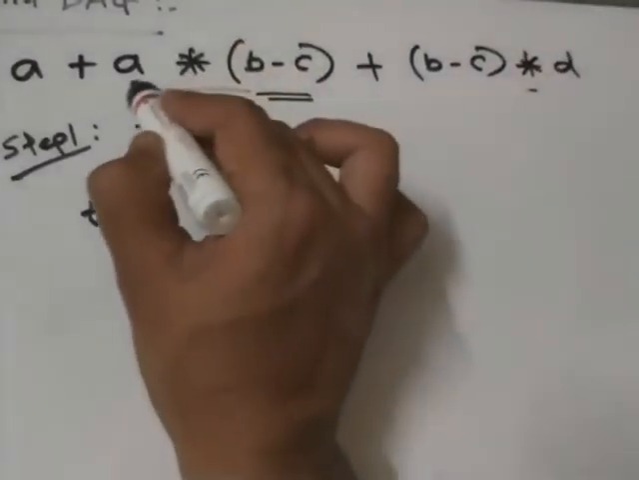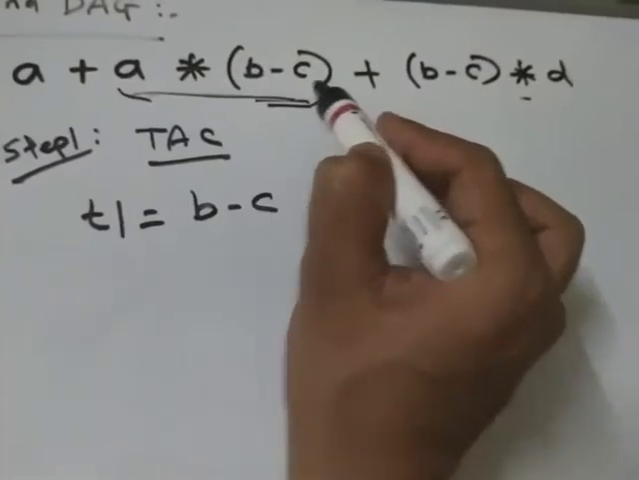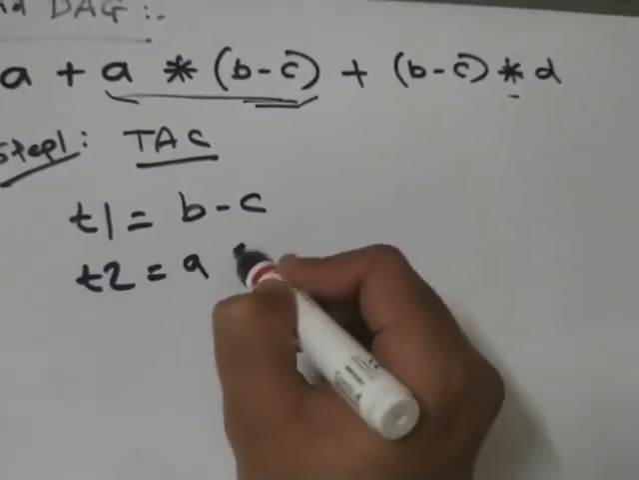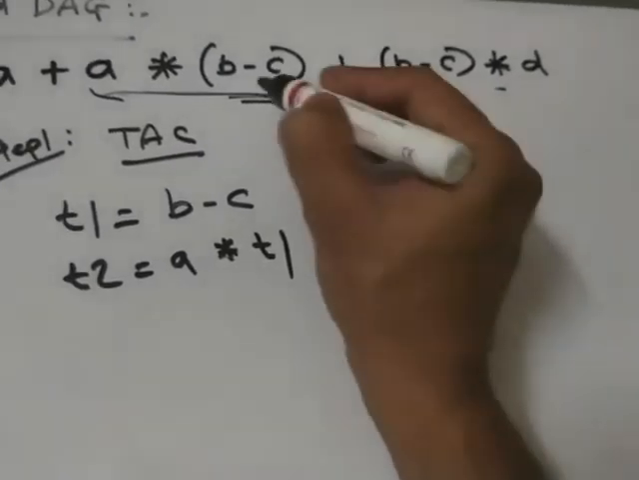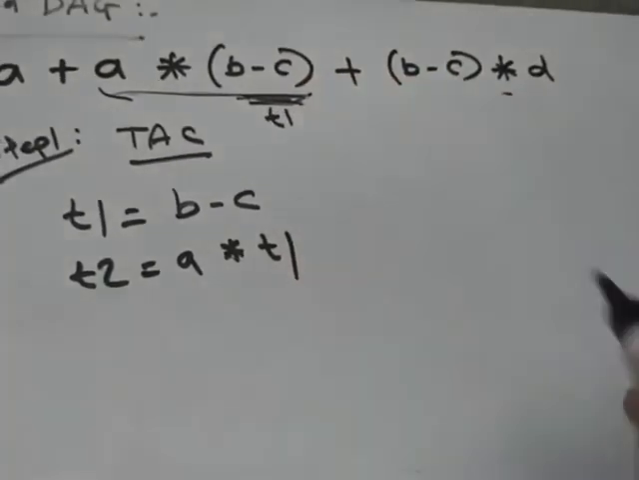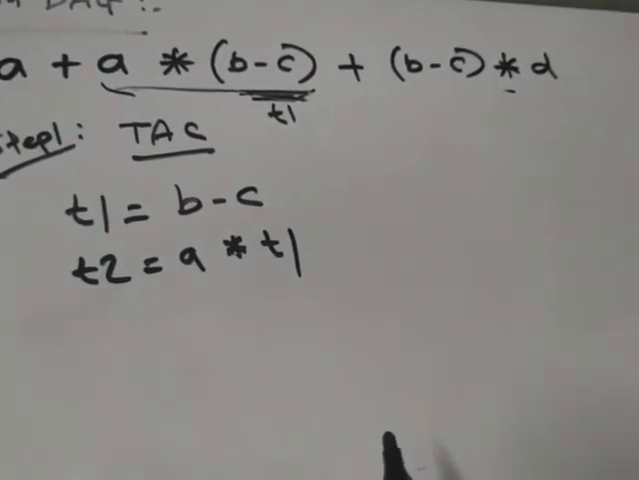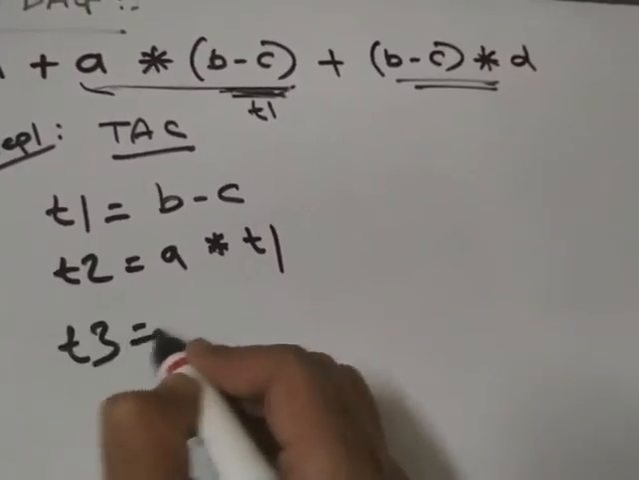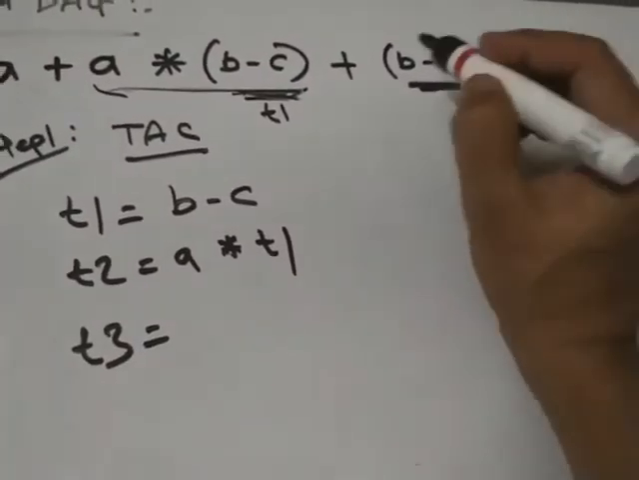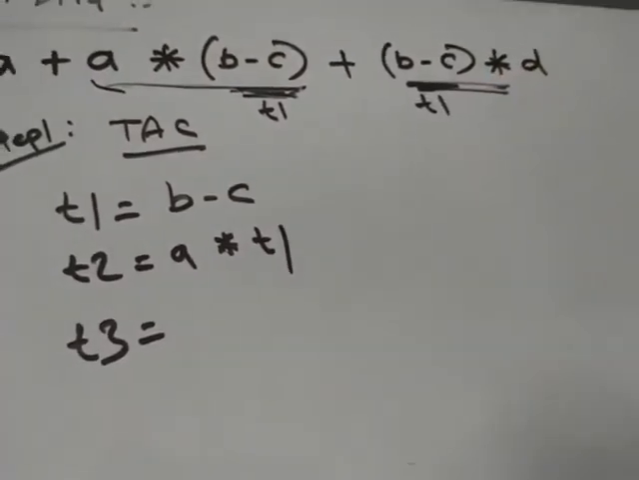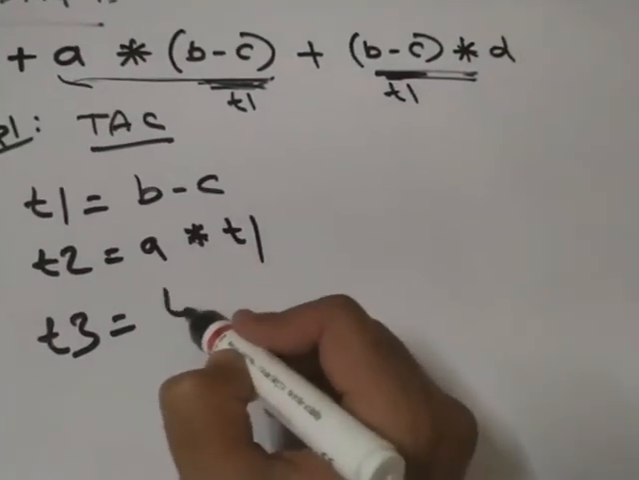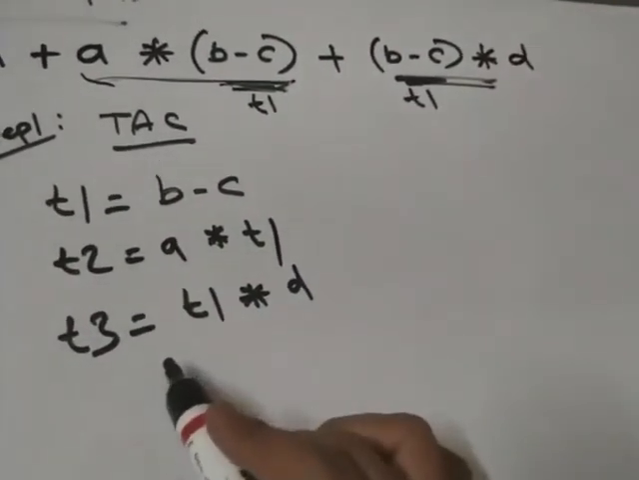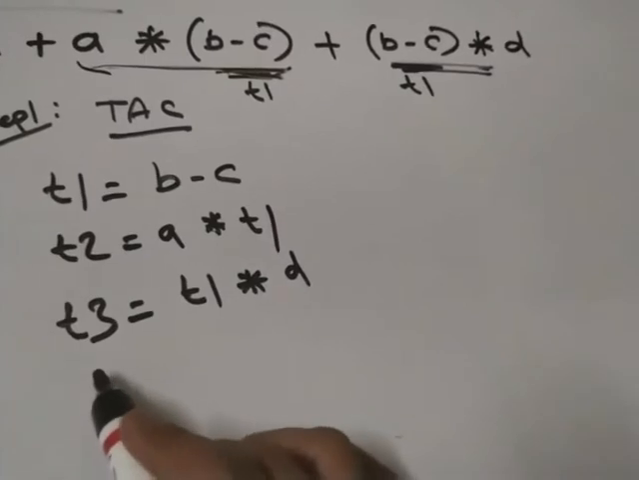Now we will compute the entire sub expression a into b minus c. So it will be T2, a multiplied by T1. So this sub expression is represented using T1. Now next we will focus on the second part. Here b minus c is already there as T1. So simply multiply that T1 with d. T1 multiplied by d is nothing but my next temp variable.